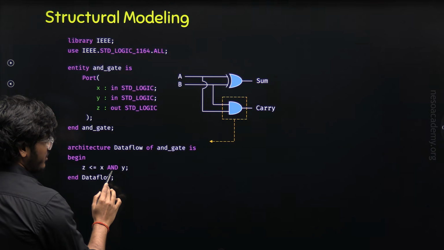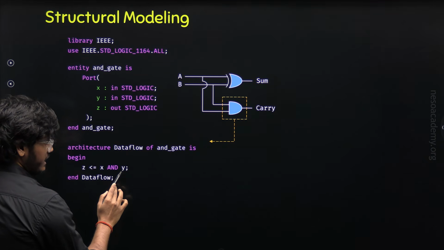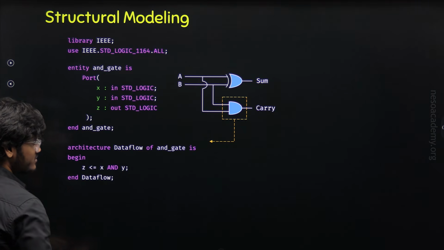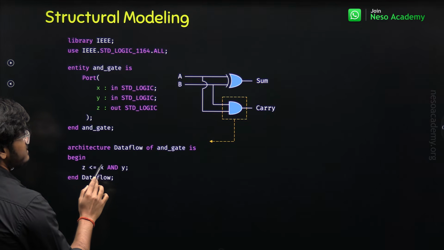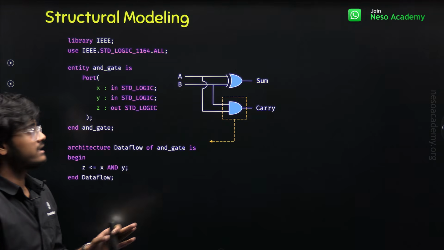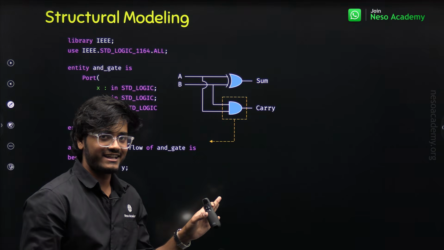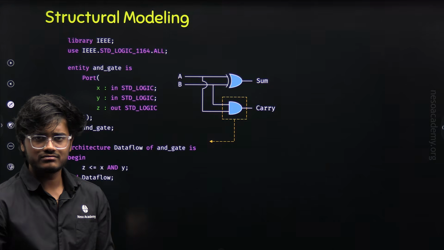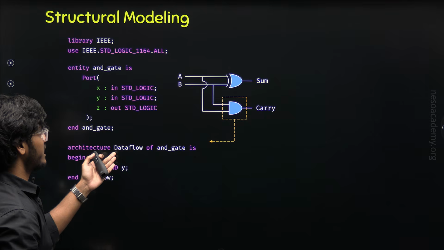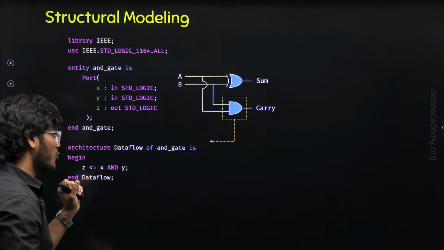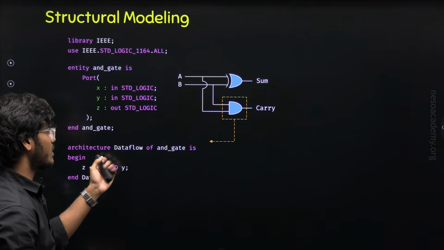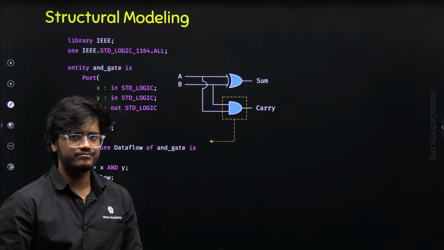It is performing AND operation between X and Y, the inputs, and storing the result inside the output signal Z. So, Z is assigned X and Y. So, this simple line is defining the AND operation for this AND gate. And after this AND operation, we can end this architecture using the keyword end and the name of the architecture, dataflow. So this is our VHDL code using the dataflow architecture for this AND gate.